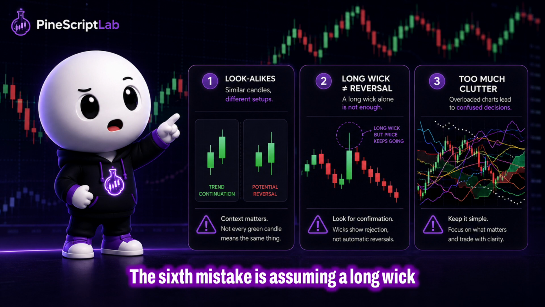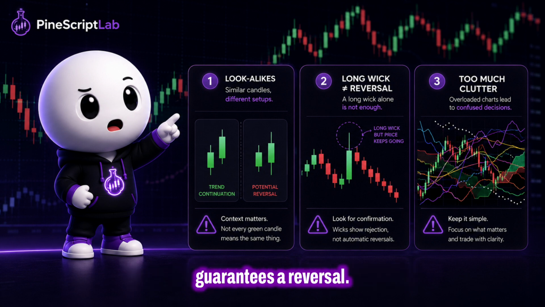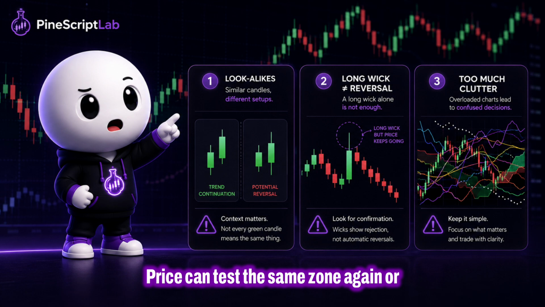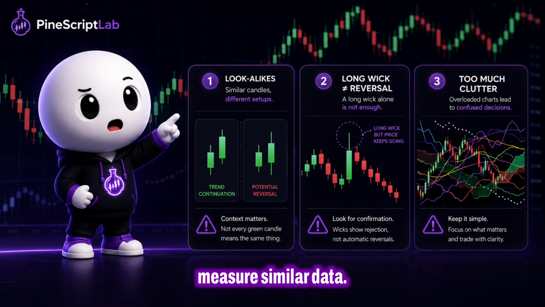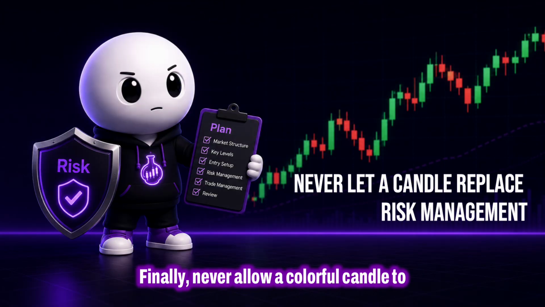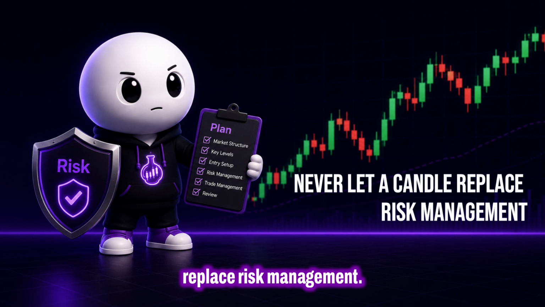The sixth mistake is assuming a long wick guarantees a reversal. Price can test the same zone again or continue through it. The seventh mistake is using too many indicators to force agreement. More indicators do not necessarily produce better information, especially when several measure similar data. Finally, never allow a colorful candle to replace risk management.